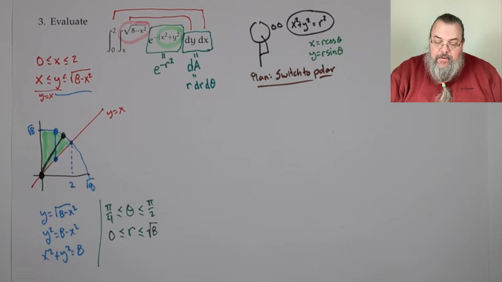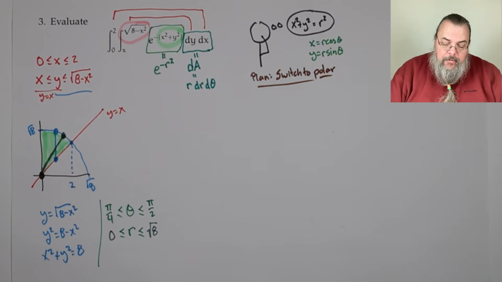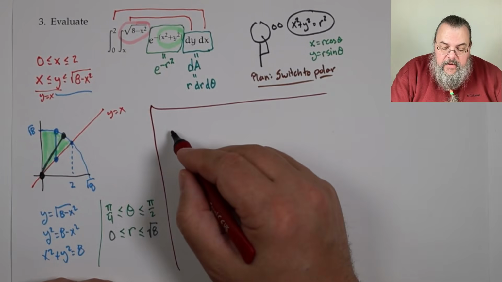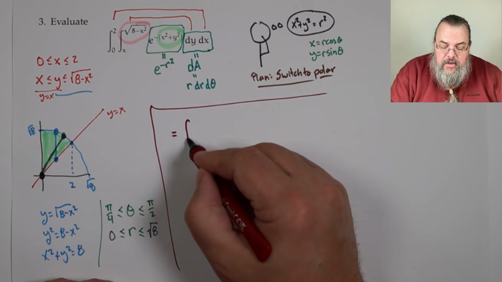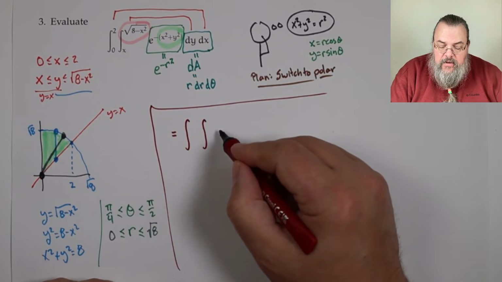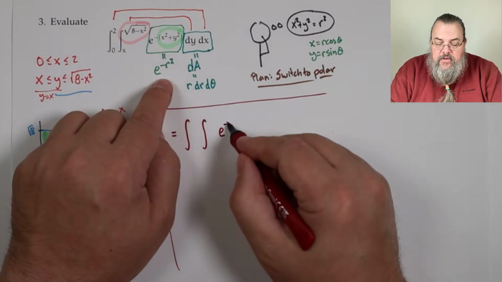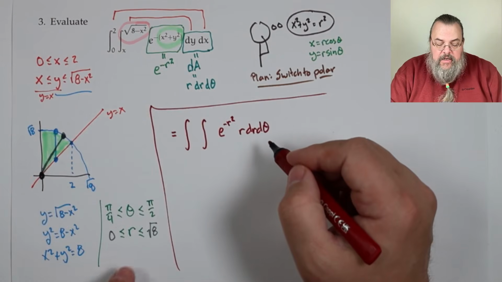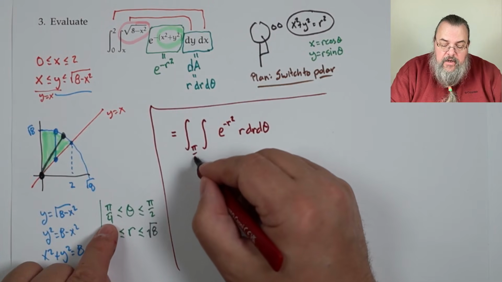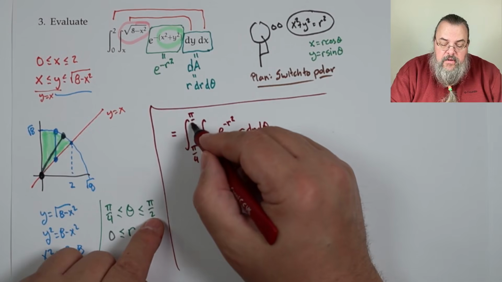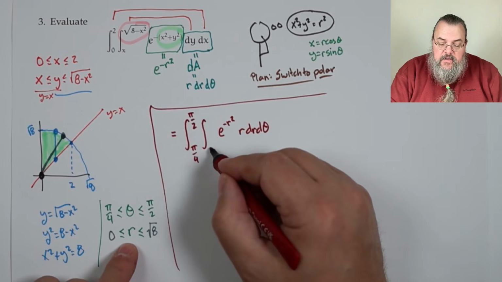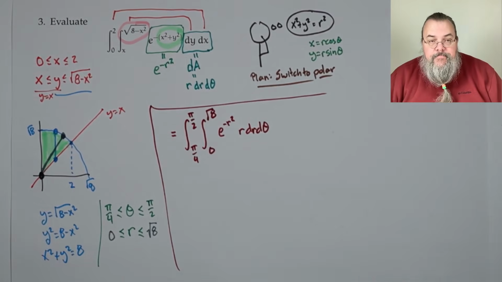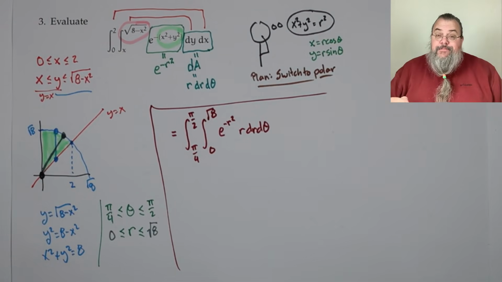So we're now ready to put all of this together. And what do we have? Well, we have that this integral is equal to the integral of r e to the minus r squared, r dr d theta, theta from pi over 4 to pi over 2, r from 0 to square root of 8. Okay, now we're ready.